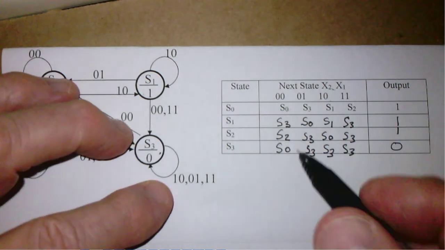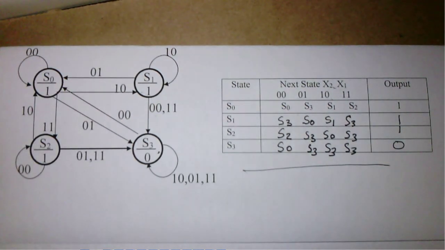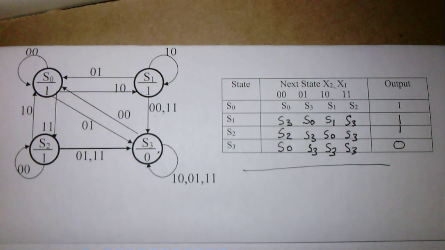All right, now we've filled out the truth table, and we're good. Now, if we were going to do the problem, the next thing would be flip-flop state assignment. And then after flip-flop state assignment, we would substitute those in for the transition table, and then we would do the K-maps.